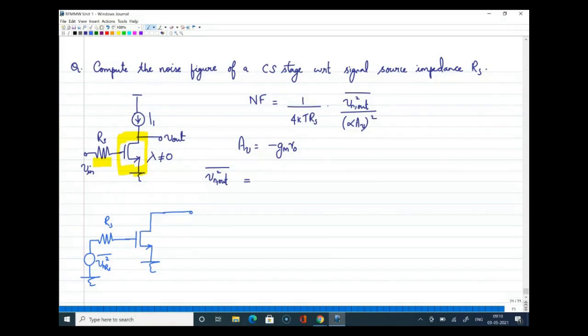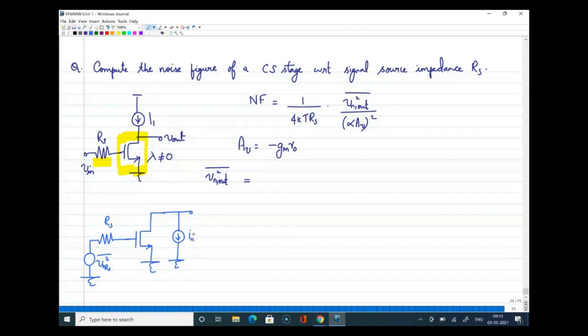So can I get the answer in the chat box? What is the current noise spectral density of this transistor if it is called M1? Any idea?